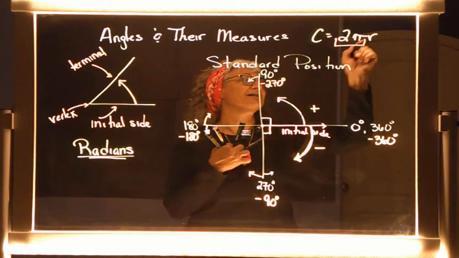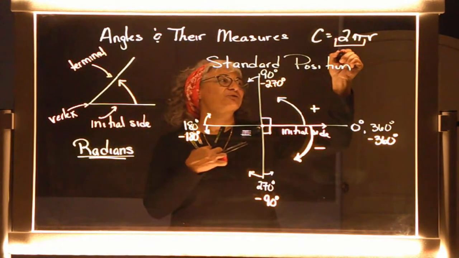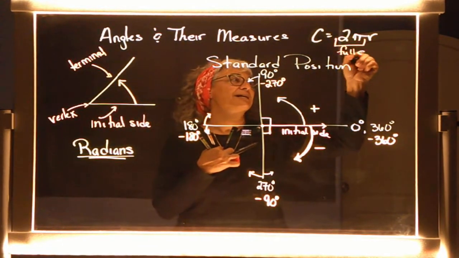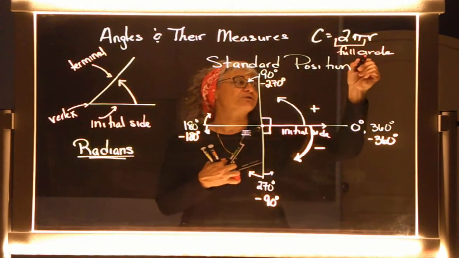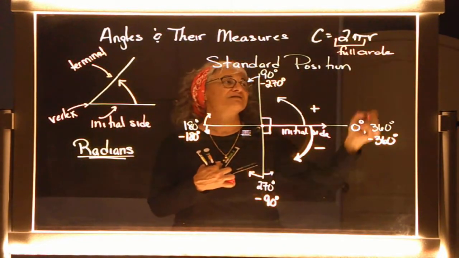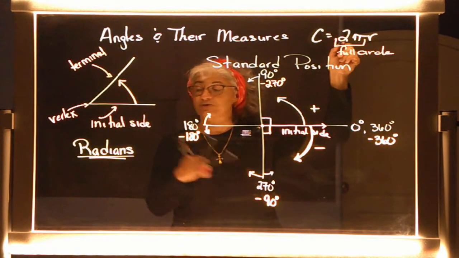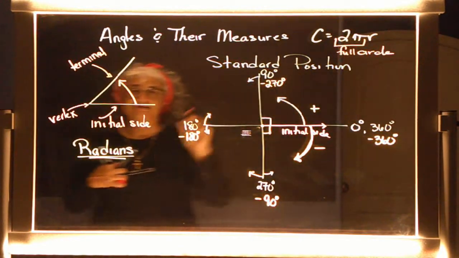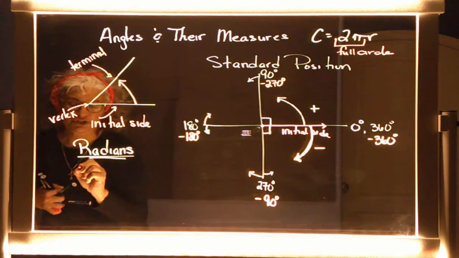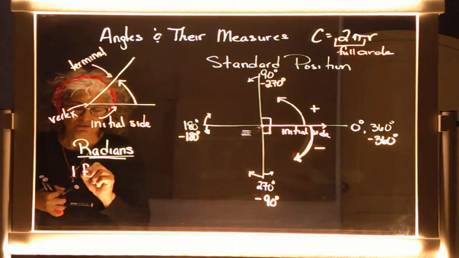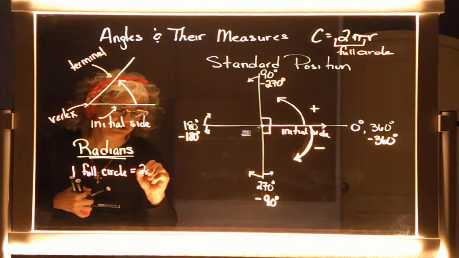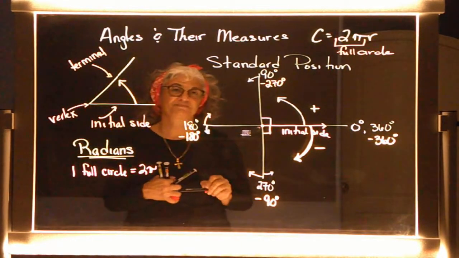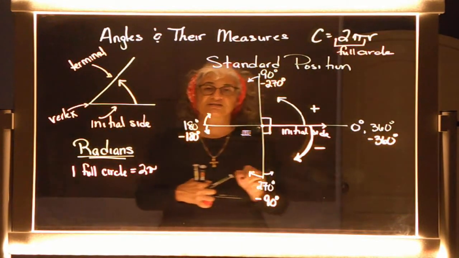Well, here's the deal. 2 pi was the full circle measurement in radian measurement. A full circle is 360 degrees. A full circle in radians is 2 pi. So, one full circle is equal to 2 pi. In degrees, it's 360 degrees.